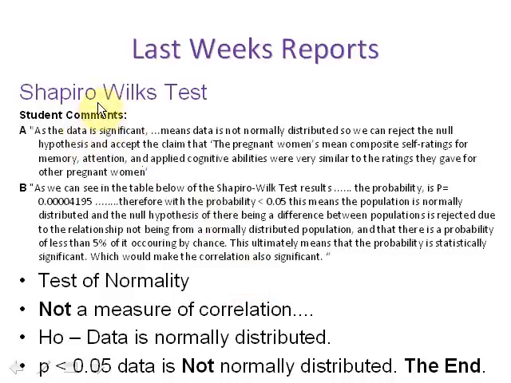Here's some more about the Shapiro-Wilk test, the test for normality on one sample. As the data is significant, the mean is not normally distributed, so we can reject the null hypothesis and accept the claim that pregnant women's mean is very similar to it. Right, that's claim 1. As the data, so as remember, this is a test for normality. Okay.